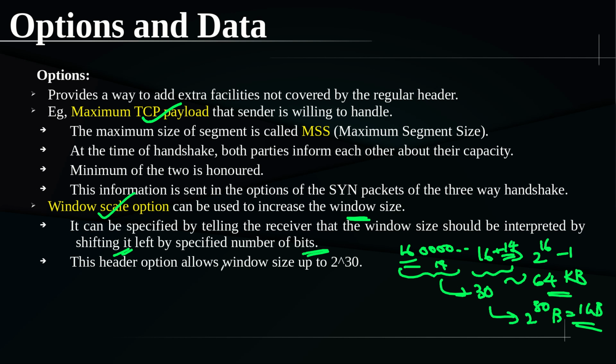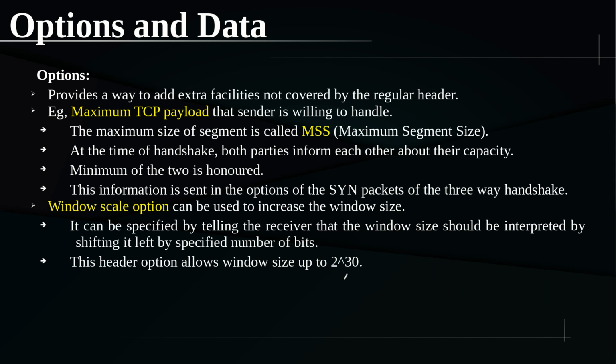So this header option allows the window size to go up to 2 power 30, so around 1 gigabyte. So that is the way. Like that there are many other option fields, and these two you can quote as examples, which is why it is explained here.